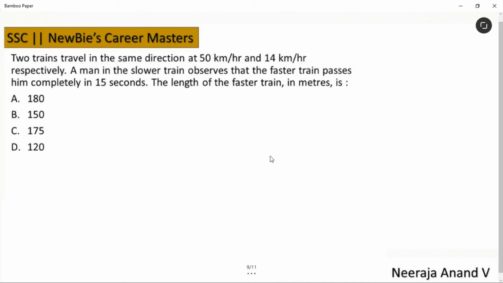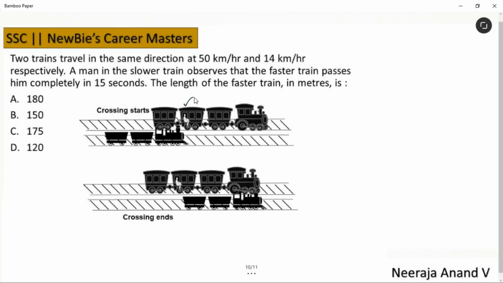Okay, let's picturize this to understand it properly. See, newbies, the man is sitting here. The crossing won't start here. Am I clear? The crossing should start from here. It is not necessary that the train should cross the another train completely to cross the man. No. The crossing starts from here, and when the train comes out of the man completely like this, the crossing ends. Am I clear, everyone?